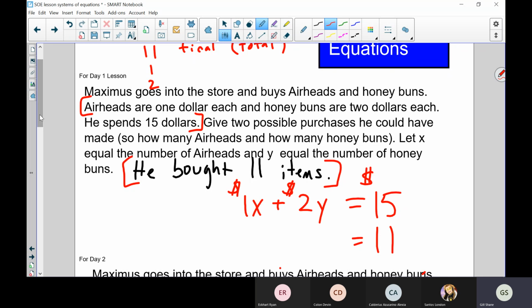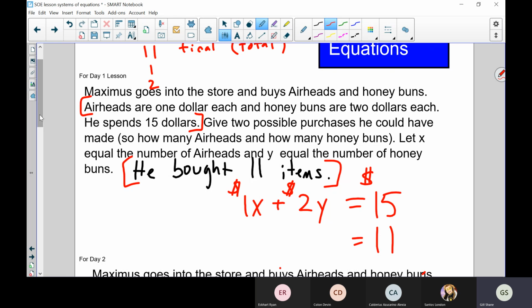Wait, where's the 11? Well, we're going to do that next. That's what we're about to start talking about. So now let me ask you this. What is the 11 about? How many items? So not about money. No more money numbers. So what is the total number of items made up of? Like what goes into making up that 11? Yeah, it's the number of airheads and the number of honey buns. Again, not about money, just about how many of them.